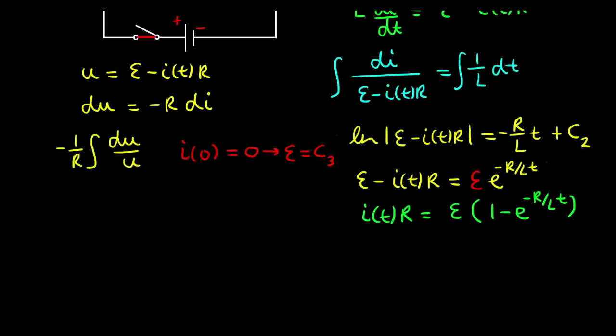Now if we divide through by the resistance, we get the following expression for the current as a function of time. And we can take the time constant as the inductance over the resistance. Therefore this expression becomes t over tau. We'll see the significance of this time constant when we analyze the solution.